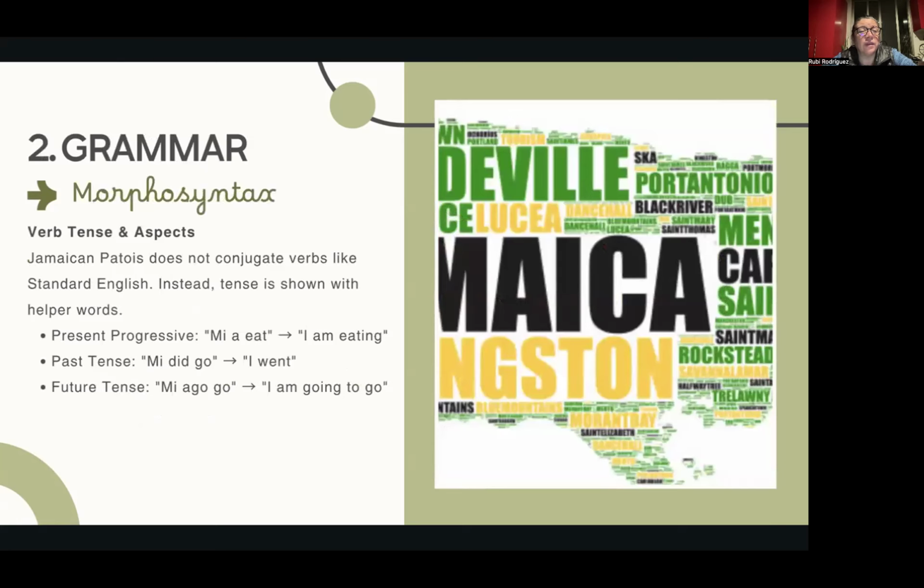Then we have the verb tense and aspects. Jamaican Patois does not conjugate verbs like standard English. Instead, tense is shown with helper words. For example, for present progressive, "I am eating" sounds like "mi a eat." Past tense, for example, "I went" sounds like "mi did go." And for future tense, "I am going to" sounds like "mi a go."